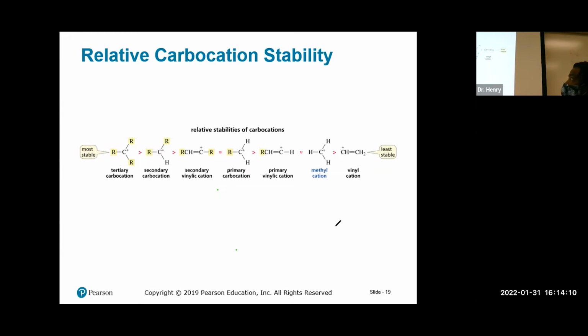So we know that the vinyl cation is going to be the least stable of all of them. The pi complex is actually going to fall between that. That's the reason why you have a pi complex forming. It's more stable than the vinyl cation. Okay.